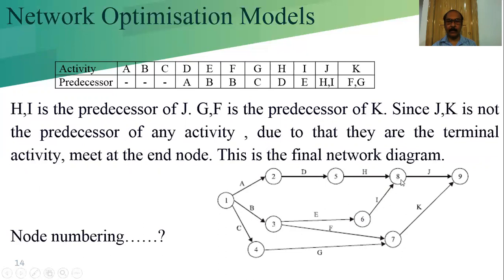And we are giving this 8 and this 7, and this is the end node. Already we gave 9, but it satisfies our conditions. This is the predecessor, this is the successor, this is the predecessor, this is the successor. This is the node numbering, and this is our final network diagram of the given problem.